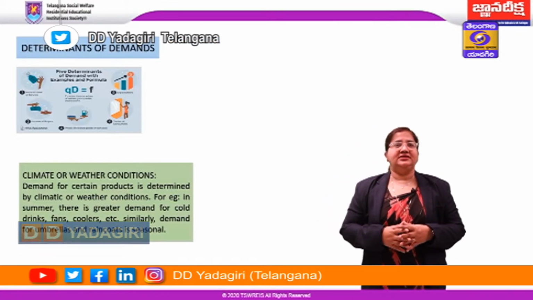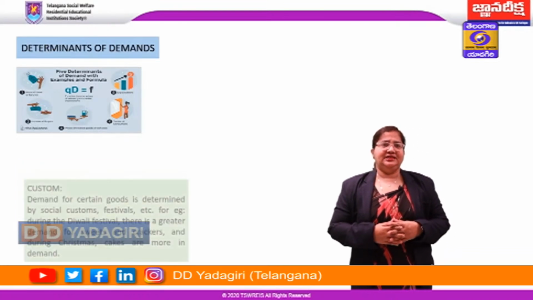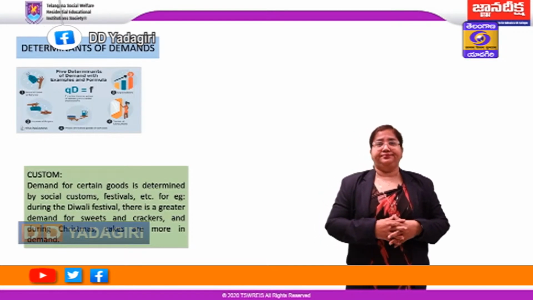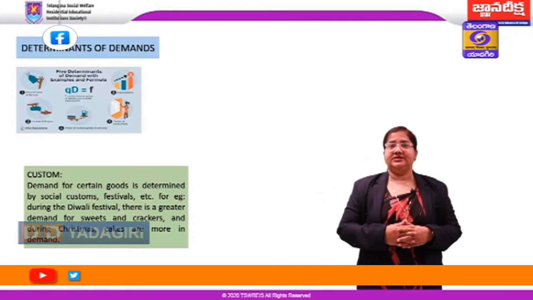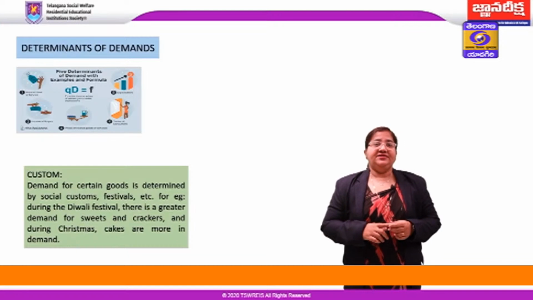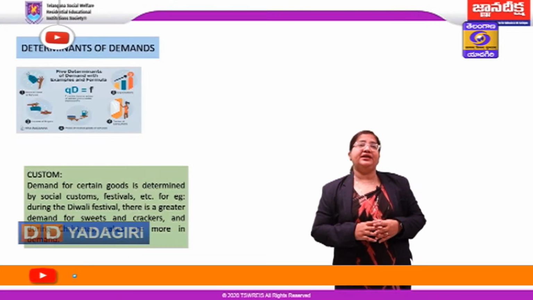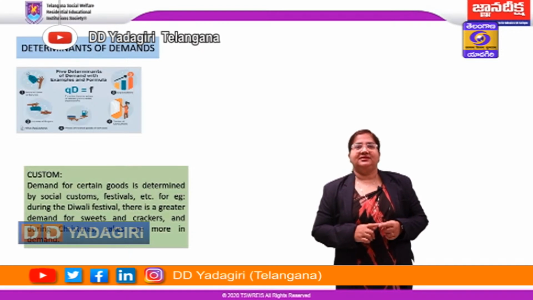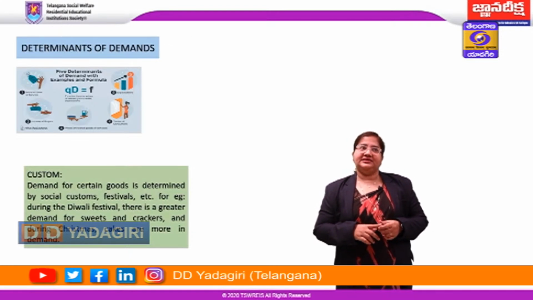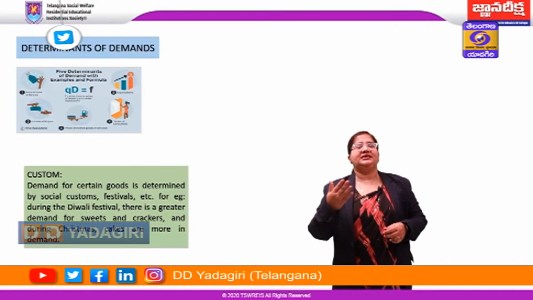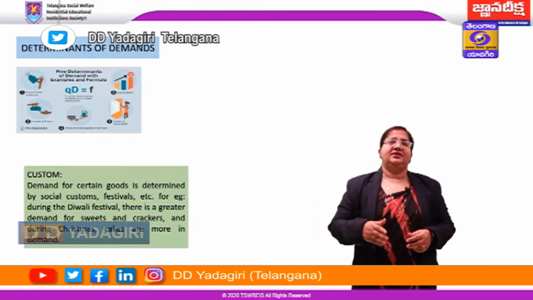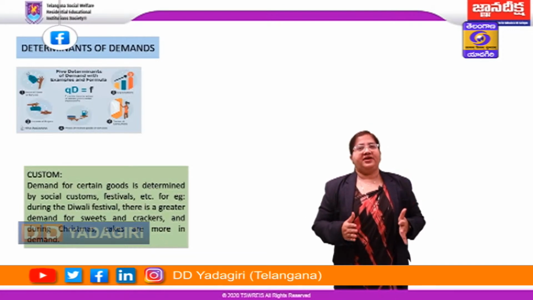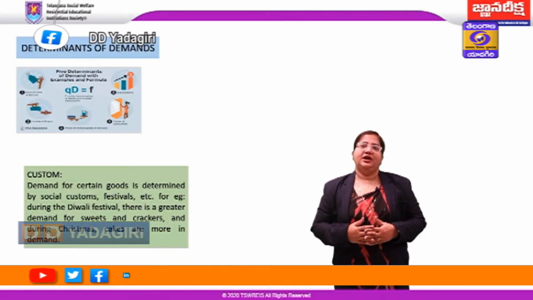The next factor is the custom. Say, demand for certain goods is determined by social customs like festivals, etc. For example, during the Diwali festival, there is a greater demand for sweets and crackers. And during Christmas, there is a greater demand for cakes. Yes or no? So depending upon the customs and traditions in the country, the demand is going to change. These are actually all the factors which affect the demand for the commodity.